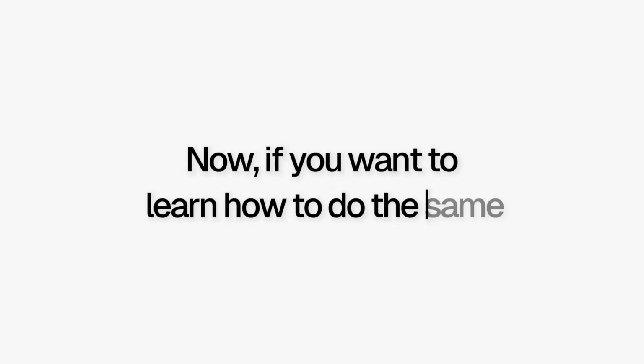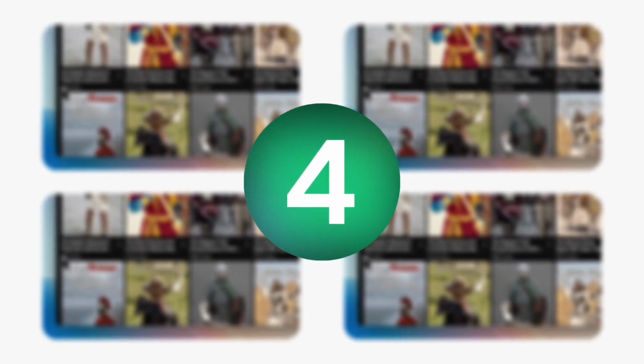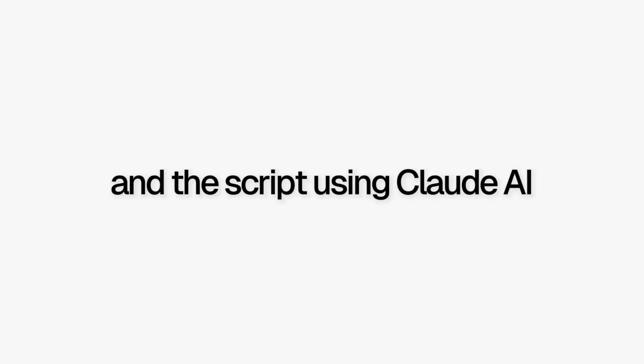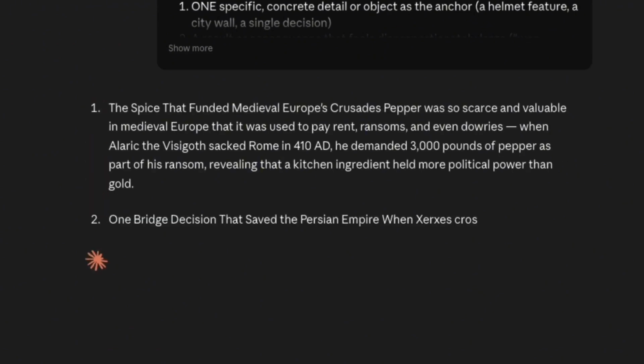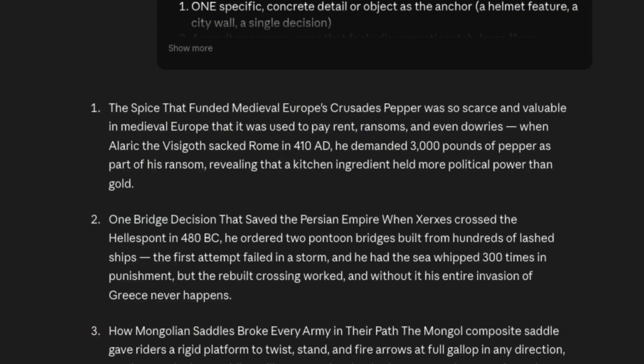Now, if you want to learn how to do the same, here's their full workflow in 4 steps. Step 1. Script. We will generate the topic and the script using Claude AI. Start a new chat and send prompt number 1. You will get a list of relevant topics. Pick the one you like.